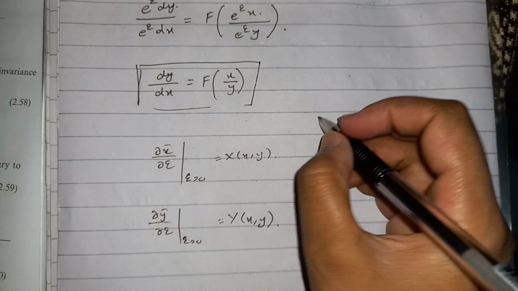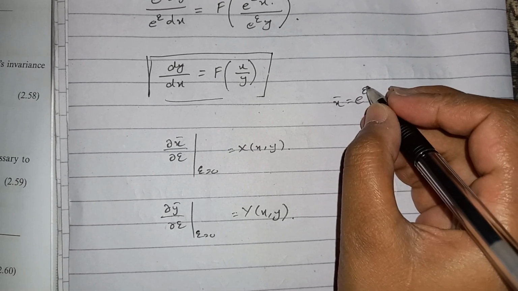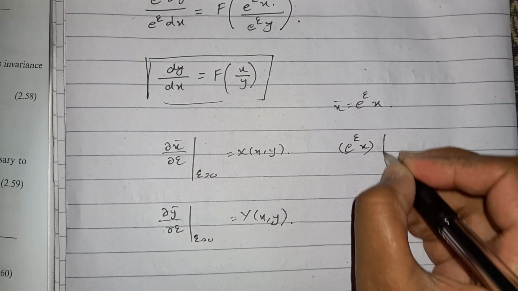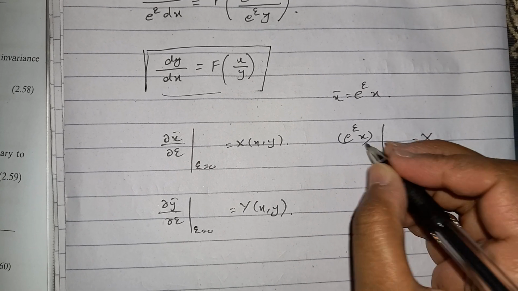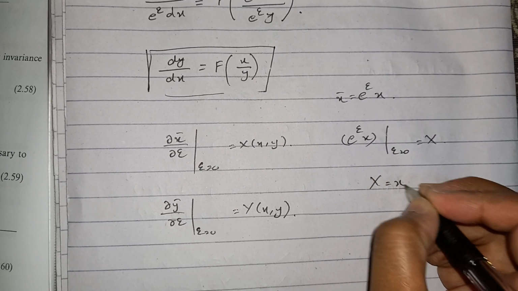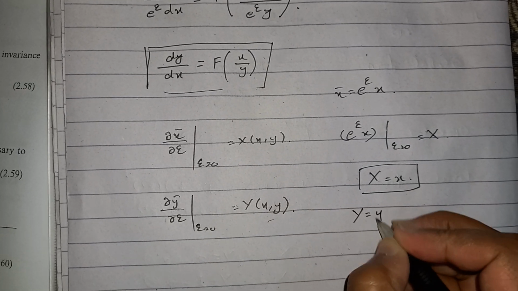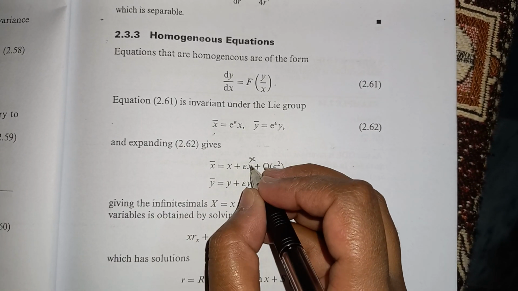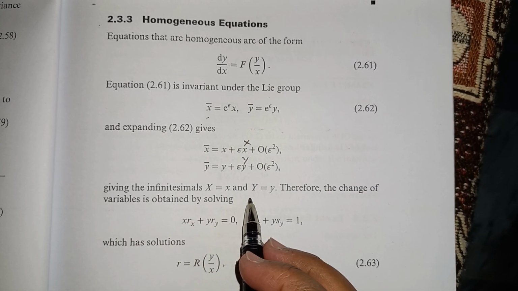Now, as you know, x bar is equal to e raised to power epsilon x, and if you take the partial derivative with respect to epsilon, then it will become the same, like e raised to power epsilon x at epsilon equal to 0 is equal to capital X. So if you substitute the value of epsilon equal to 0, then you will simply get capital X is equal to x, and in a similar way you can find capital Y is equal to y. That's why I have written here the value of capital X, that is simply x, and the value of capital Y, that is y, and these are the infinitesimals.